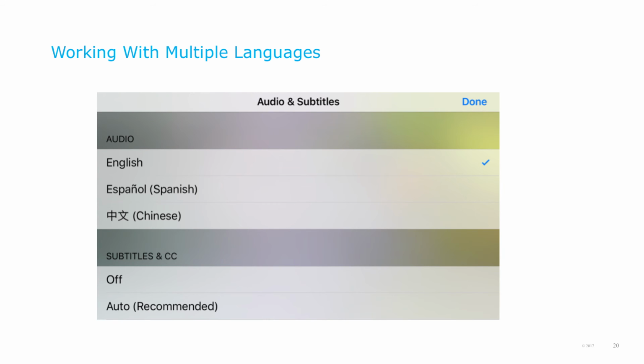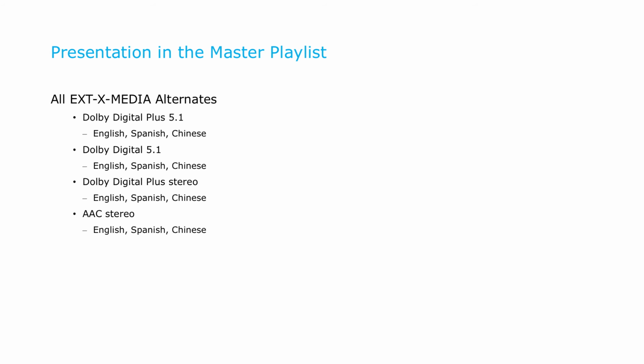Here's what a viewer watching on an iPhone would see. The audio codec is selected automatically and is therefore abstracted away. All the viewer needs to do is select the desired playback language. In the master playlist, the top section includes the alternates defined by the EXT-Media tags, including all 3 languages for each audio codec as shown above.